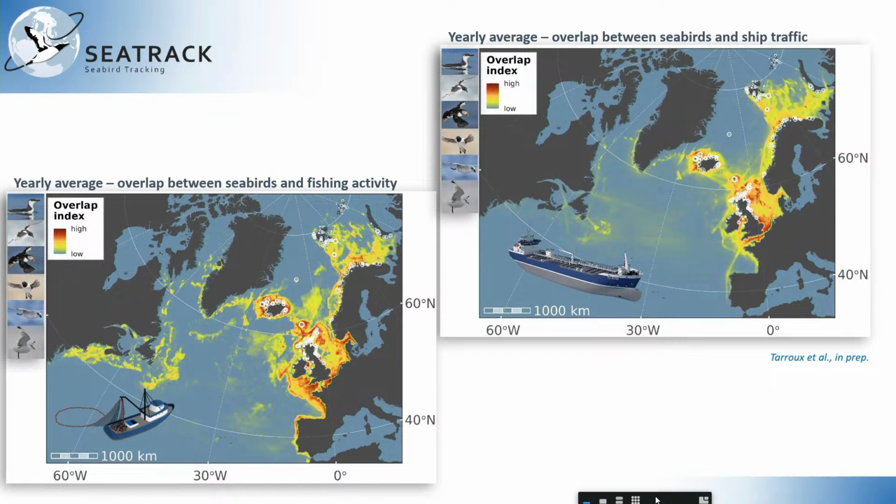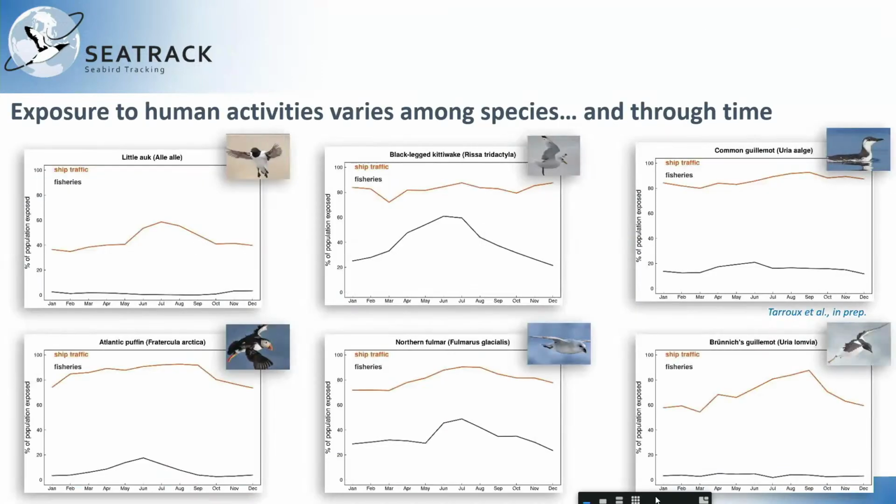On the right, you can see the overlap between seabirds this time and ship traffic, and the picture seems at first very similar to what we observed with fishing activity. If we look more into detail from the monthly estimates of overlap, we can extract the proportion of each population and species that is exposed to each threat during a given month.